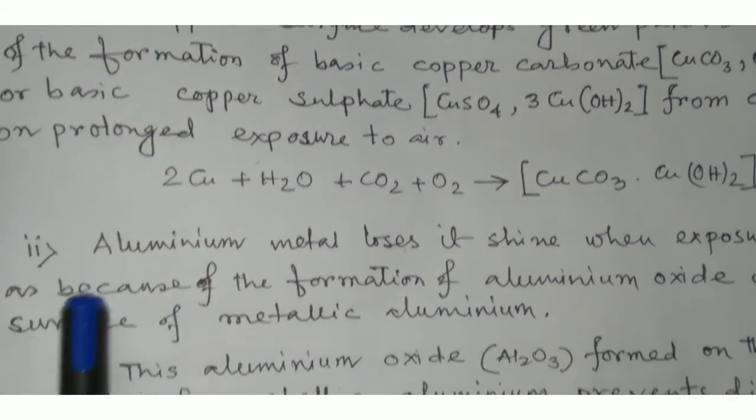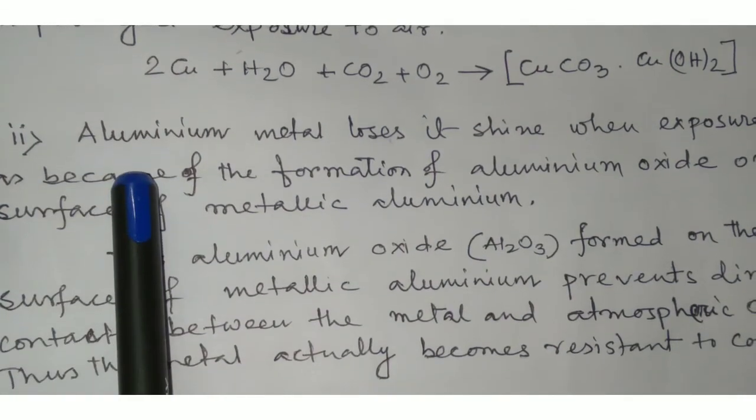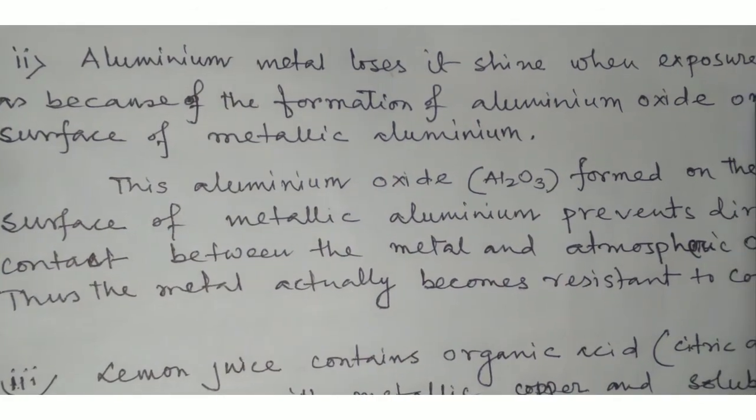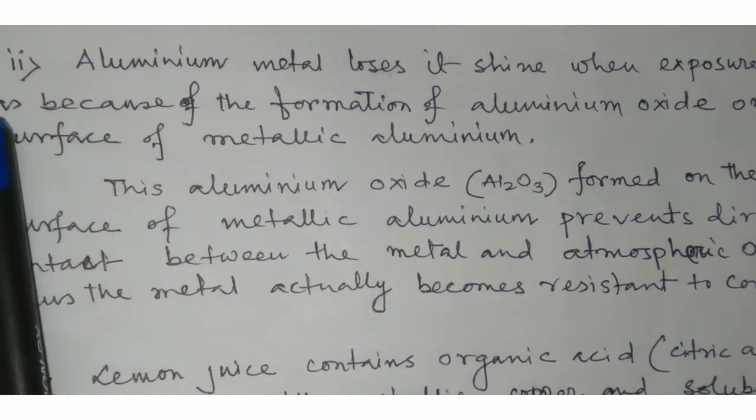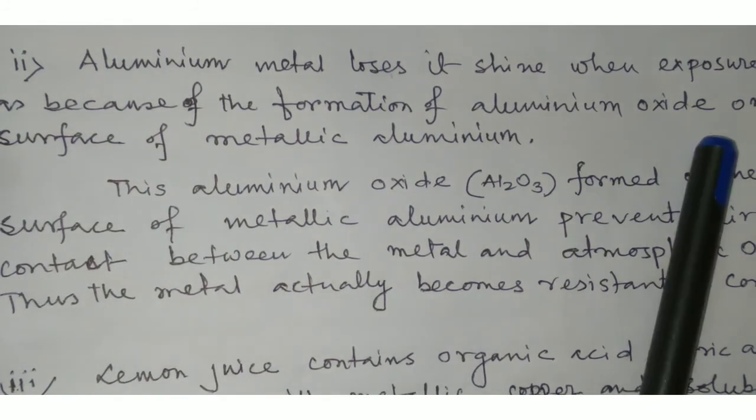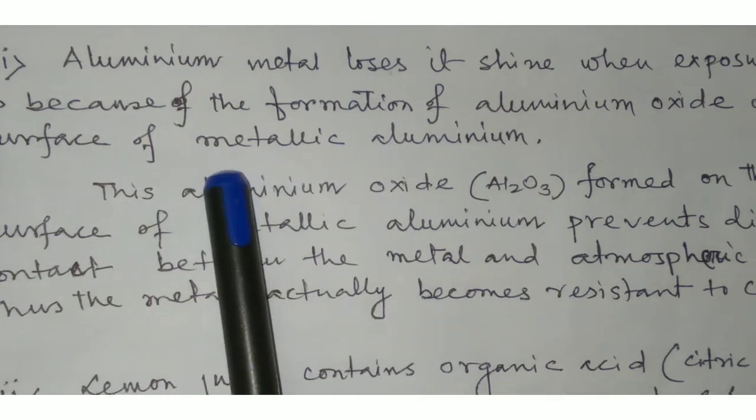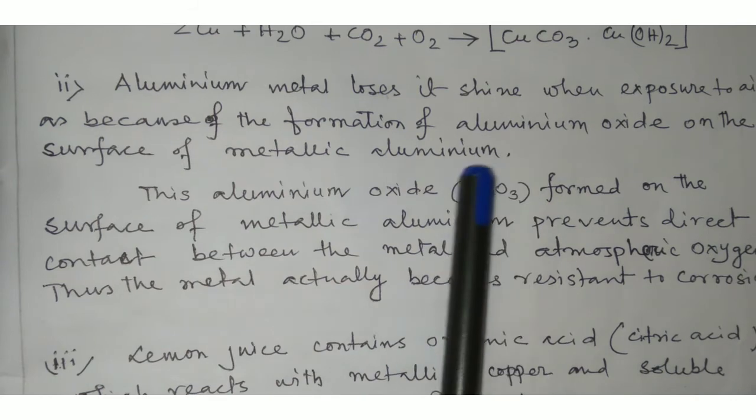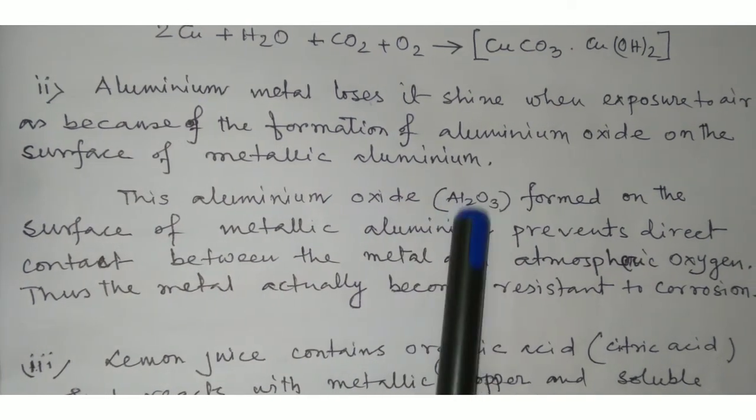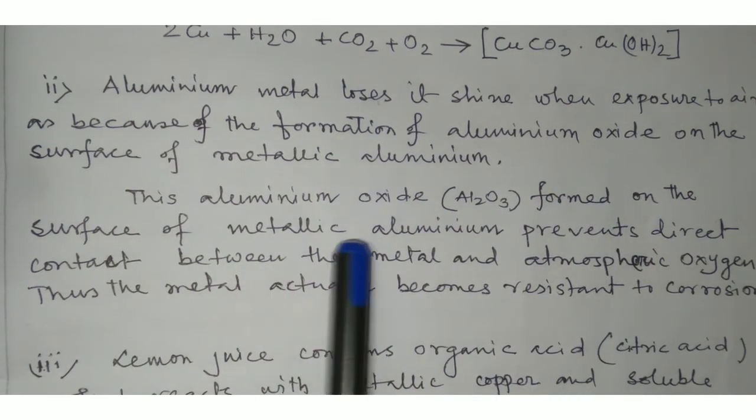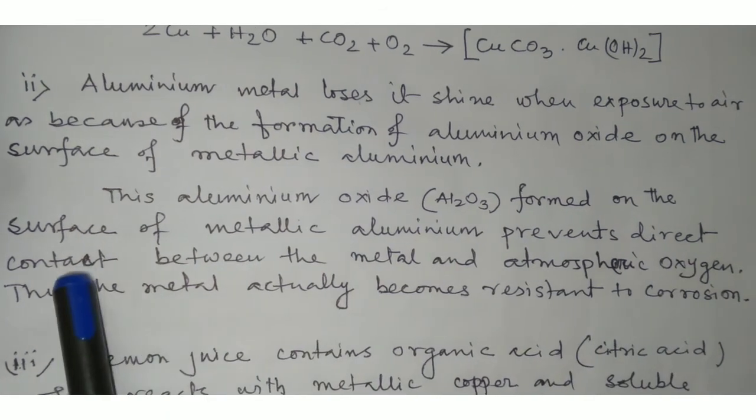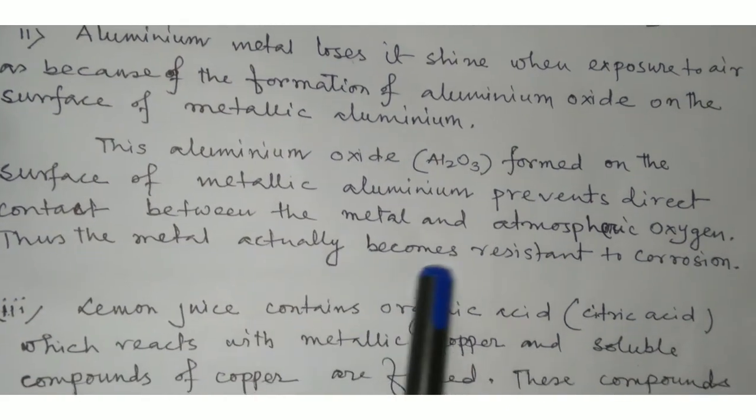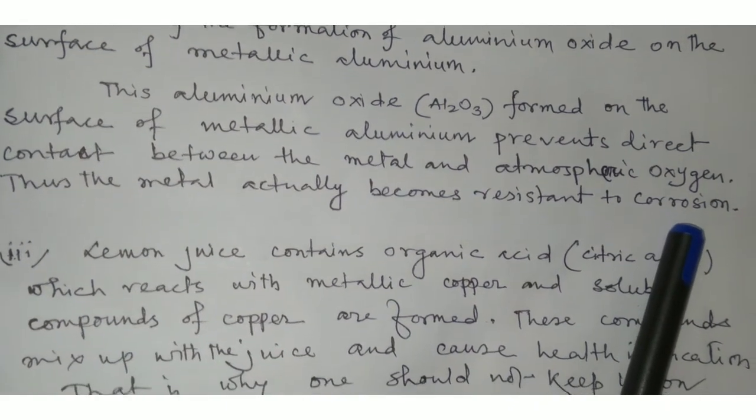Number two, the corrosion of aluminium. Aluminium metal loses its shine when exposed to air because of the formation of aluminium oxide on the surface of metallic aluminium. This aluminium oxide so formed, that is Al2O3, on the surface of metallic aluminium prevents direct contact between the metal and atmospheric oxygen. Thus the metal actually becomes resistant to corrosion.